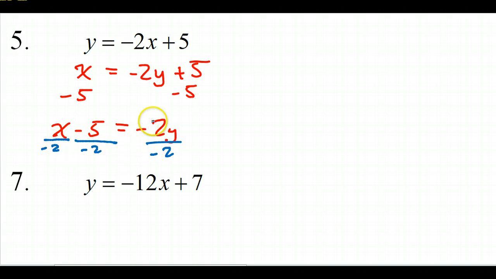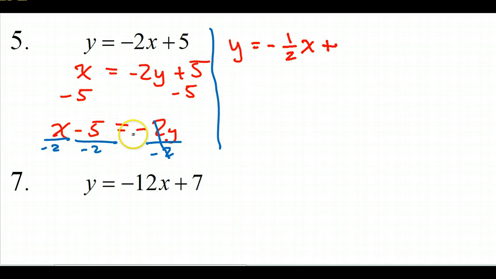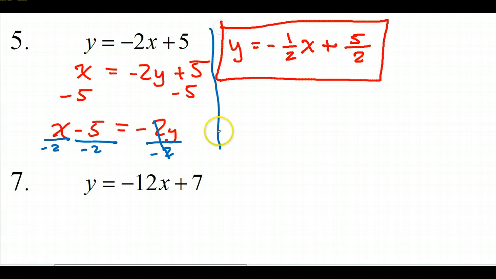So those are going to cancel each other out. And now I'm going to go ahead and write the final answer. So x over negative 2, this is the same thing as negative 1/2 x. If you wrote x over negative 2, that would be fine. Don't forget, a negative divided by a negative is a positive. So you should have plus 5 over 2. So this would be your final answer for number 5. Any question on that?